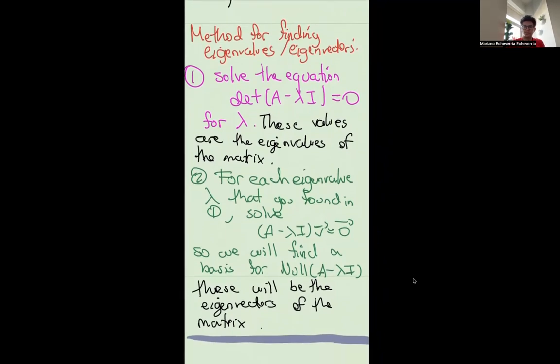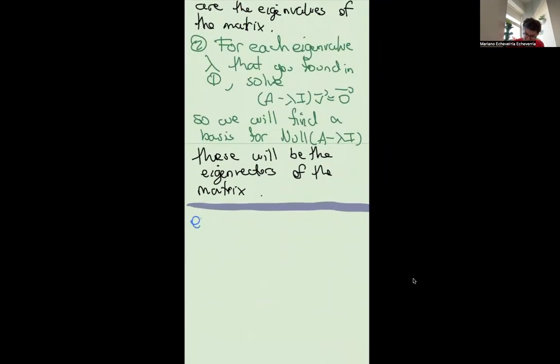Okay, so let's do some examples. So let's do this for the matrix A that we were working with. So A was 2, 0, 0, -2.